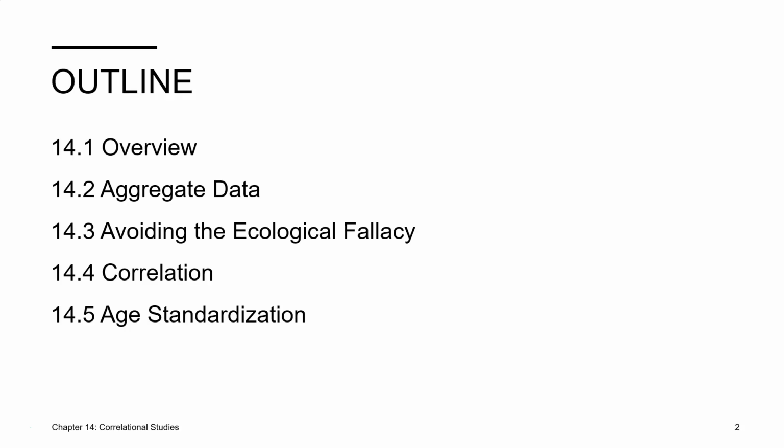Here's an outline of the chapter. Section 14.1 provides an overview. Section 14.2 covers aggregate data. Section 14.3 covers avoiding the ecological fallacy. Section 14.4 covers some correlation topics, and Section 14.5 covers age standardization.